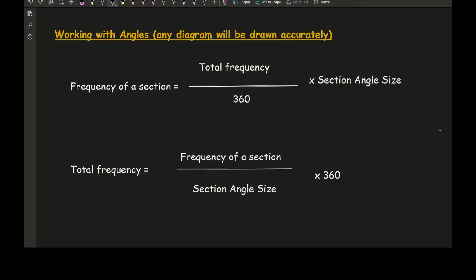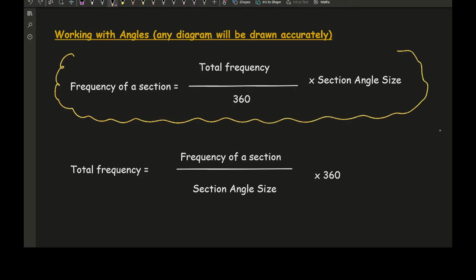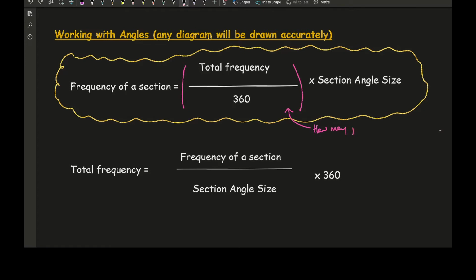Now, again, these formulas, you might be thinking, oh, another set of formulas that I need to learn. But again, if you break it down, what we're actually doing is the exact same thing as in the previous part with regards to sections. Now, what this fraction is actually working out is basically how many people are in 1 degree. Let's just get rid of that little mark there. So basically, that is what the question is asking. That's what this fraction is asking.